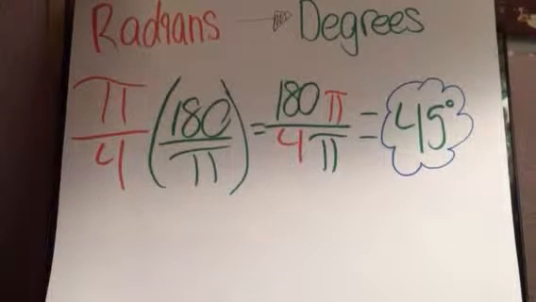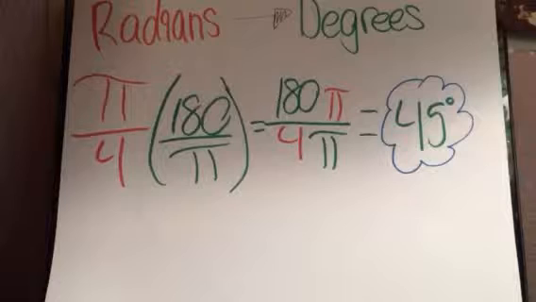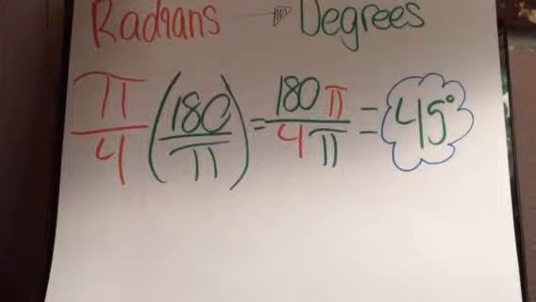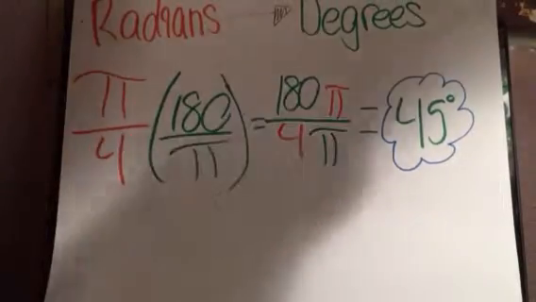Moving back from radians to degrees, with our new radians of pi over 4, we multiply it by 180 over pi. This gives us 180 pi over 4 pi. We cancel out both pi's and simplify. 4 goes into 180 45 times, therefore giving us 45 degrees. That is exactly what is on the unit circle and is therefore correct.